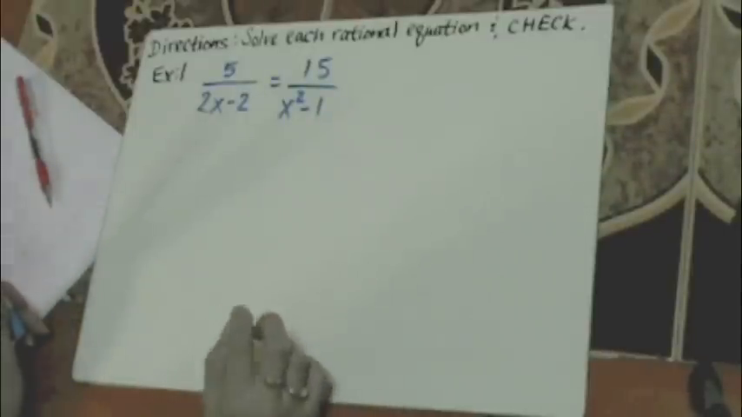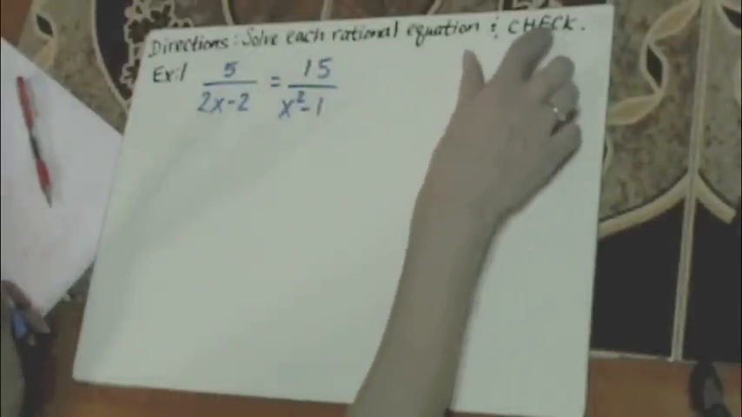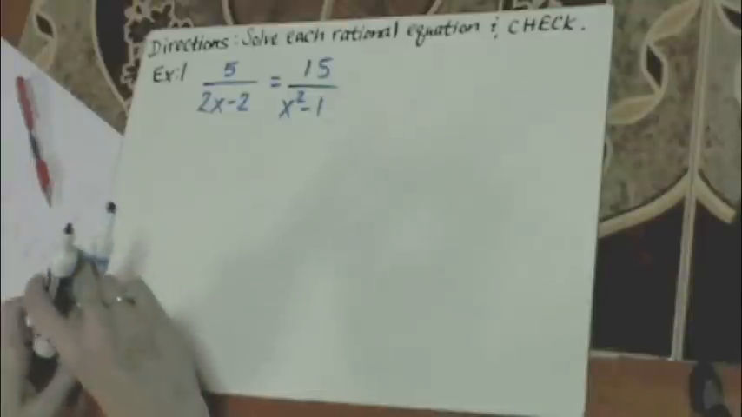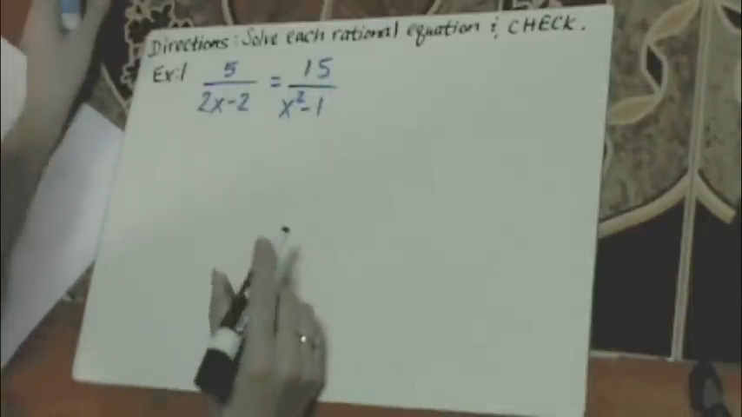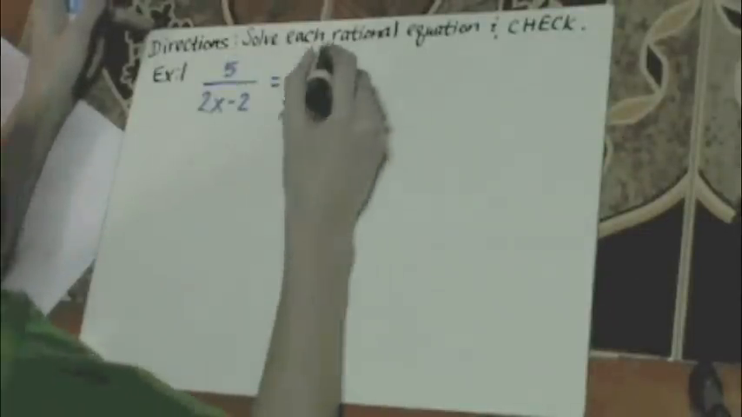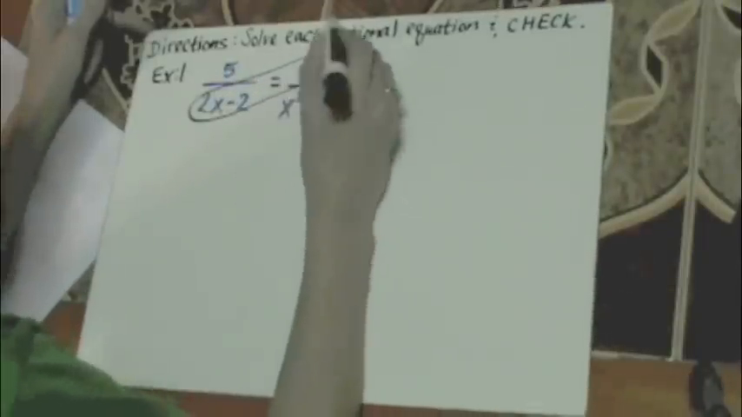This is 9-6. The directions are solve each rational equation and check. Make sure you check. Okay, let's take a look at this. So I've got a fraction equal to a fraction. This is a proportion, or two ratios equal to each other, and so we can cross multiply. This is our butterfly multiply.